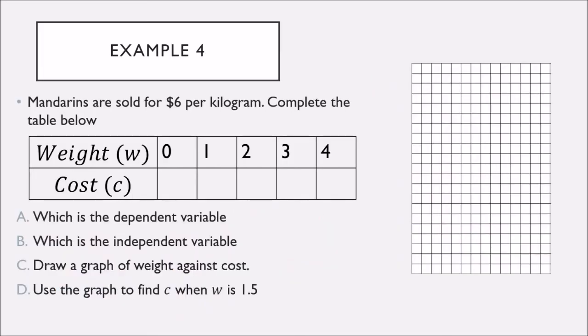Okay, example 4. We've got mandarins are sold for $6 per kilogram. We have our table below. Which is going to be our dependent variable? Is our dependent variable going to be our weight or is it going to be our cost? I want you to think about that, jot something down. So I hope what you wrote for that one was cost, because the cost of our mandarins is dependent on the amount of weight. So our weight is going to be our independent variable in this case.